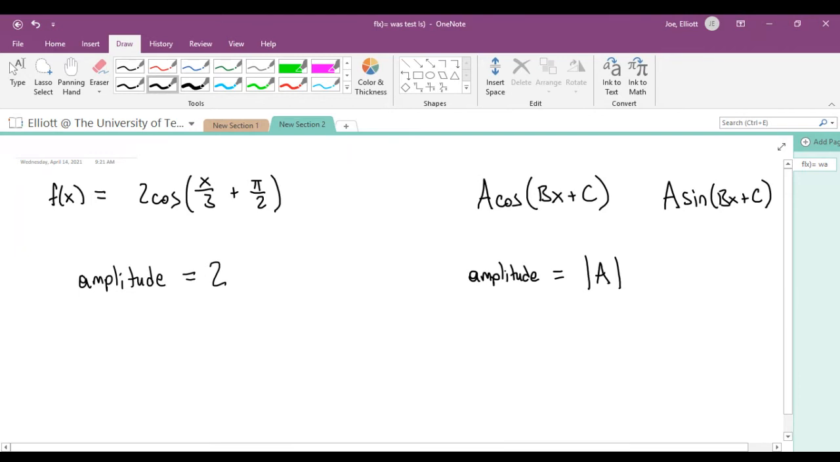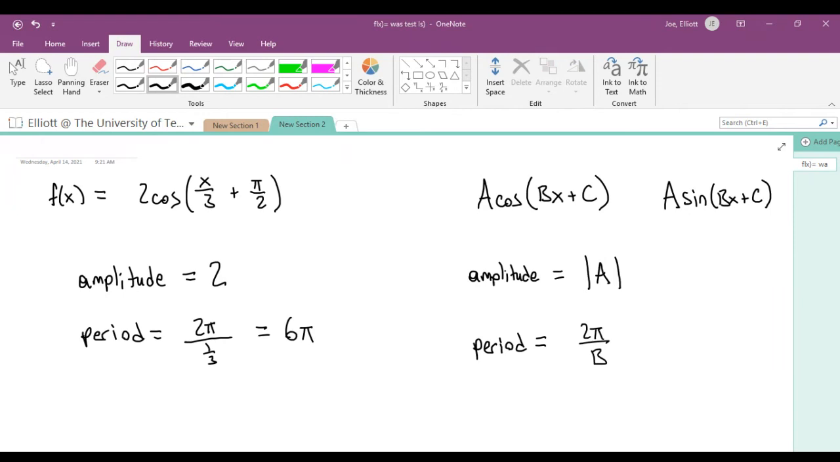In general, the period is going to be 2 pi over b, where b is the coefficient of the x. So here, the coefficient of the x is 1/3. So the period would be 2 pi over 1/3, which is 2 pi times 3. So yes, the period ends up being 6 pi.